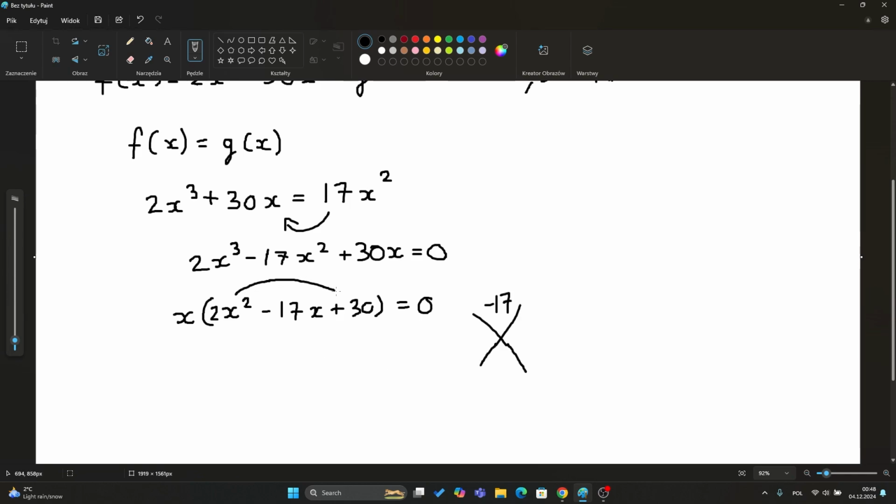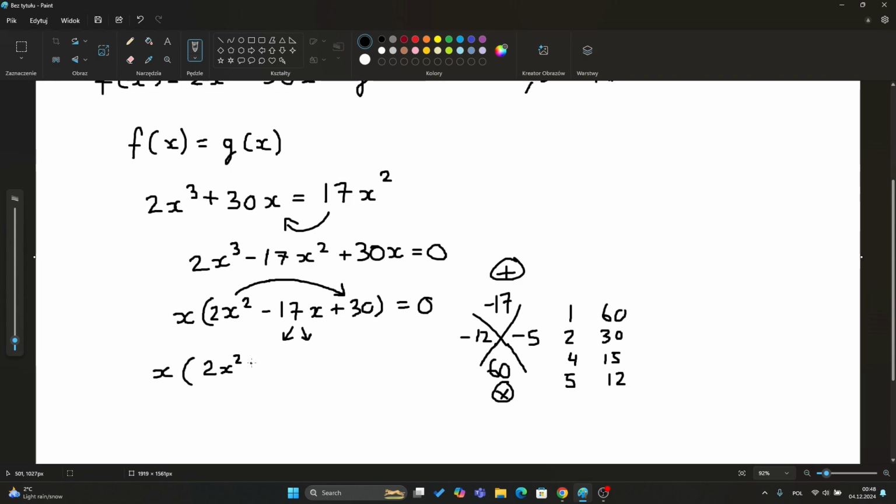So here 2 times 30 is 60, and we have to find what multiplies to 60 and adds to get minus 17. So we write out all of the factors, and it is minus 12 and minus 5. We split the minus 17x into minus 12x and minus 5x plus 30.